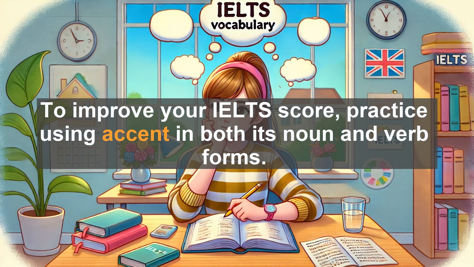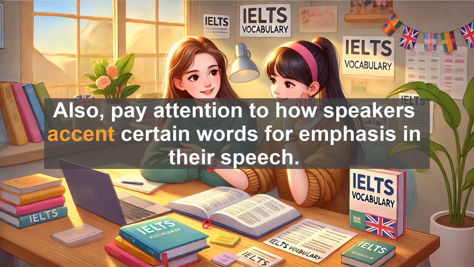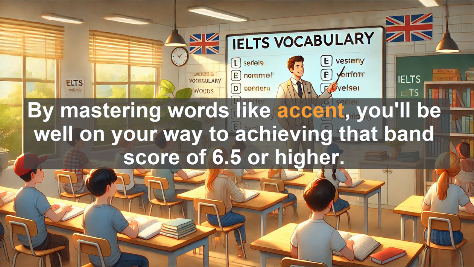To improve your IELTS score, practice using accent in both its noun and verb forms. Listen for different accents in English language media and try to describe them. Also, pay attention to how speakers accent certain words for emphasis in their speech. By mastering words like accent, you'll be well on your way to achieving that band score of 6.5 or higher.